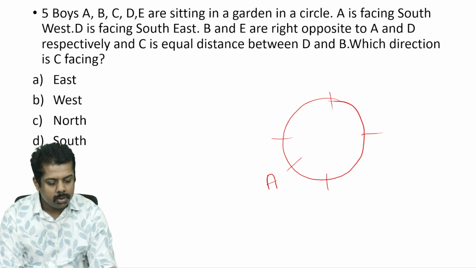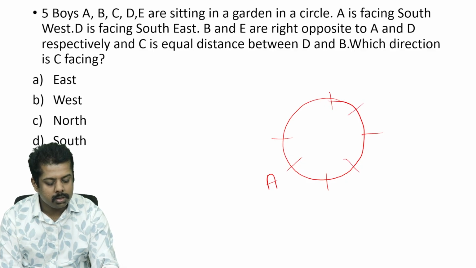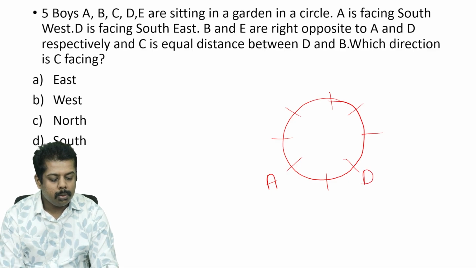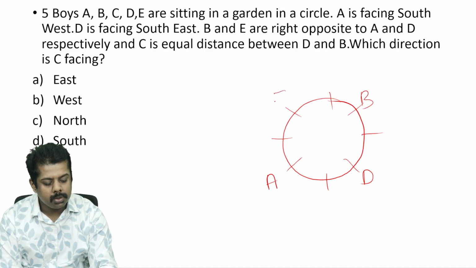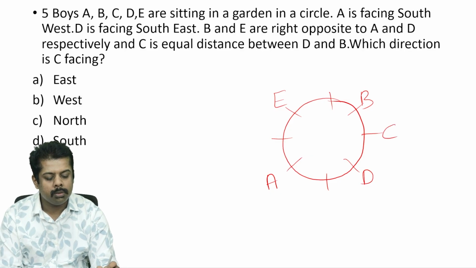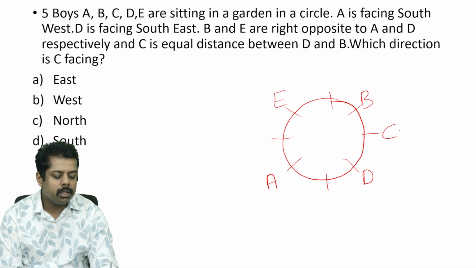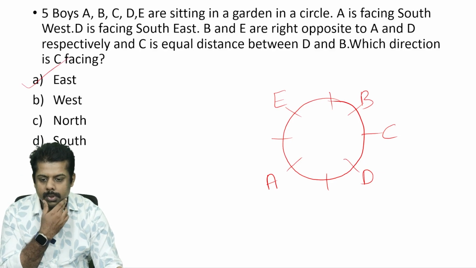So the first point says that A was facing southwest, and D is facing southeast. So we can easily understand that southeast is here. So D is facing this way, and B is right opposite to A. So B is here, and E is opposite to D. And C is at equal distance between D and A. So C has to be here. Now which direction is C facing? C is basically facing the east direction. So the answer is right, option A, east will be the final answer.